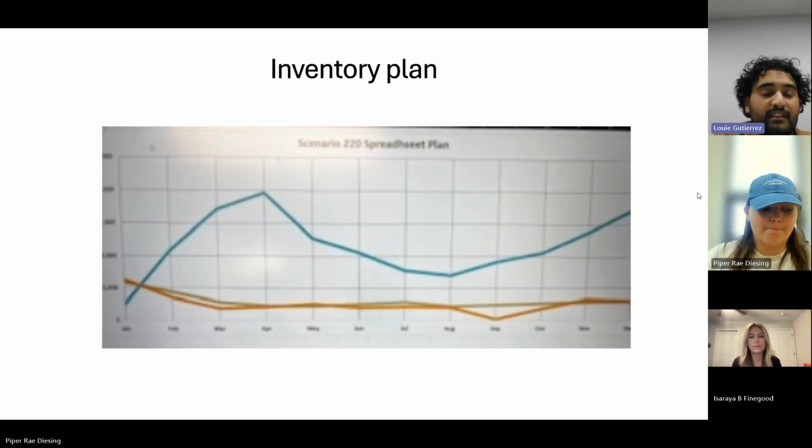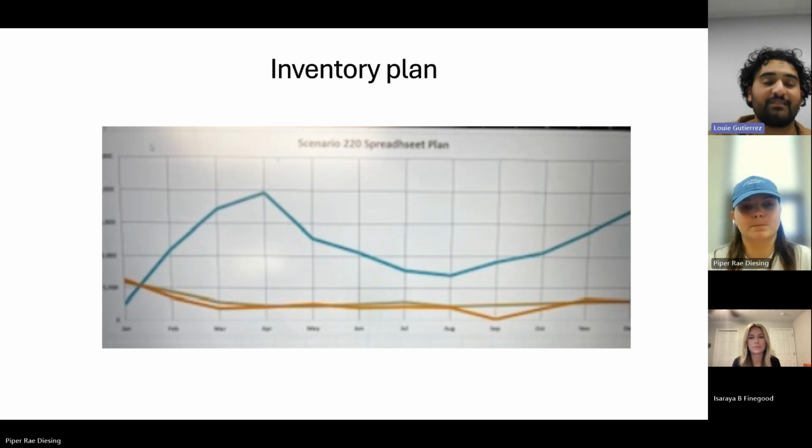All right, this is my slide. This is not the greatest picture. I couldn't really get it to upload well. But this is our spreadsheet plan.